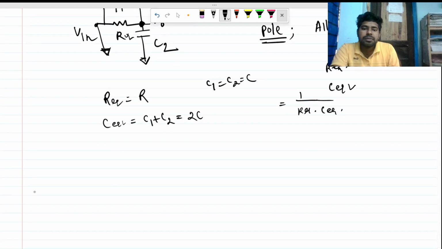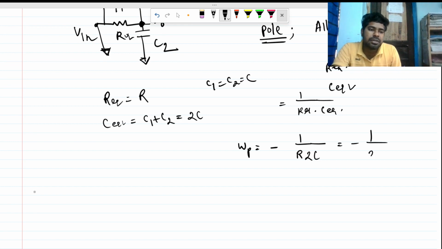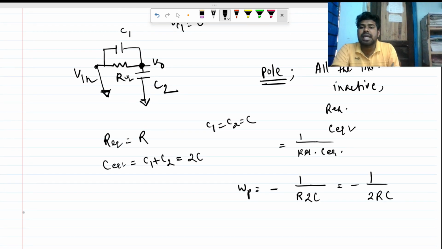So our pole is at minus 1 by R 2C. If we write it in a better way, this will be 2RC, and this will definitely be a negative half plane pole. If we write KCL in the Laplace domain, you will get this. So we have a pole.